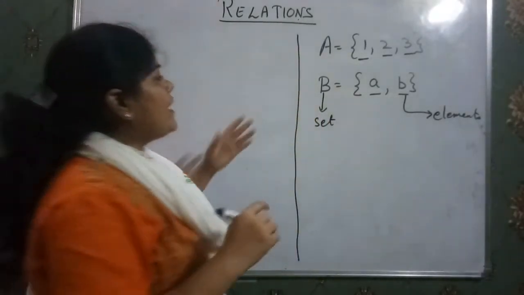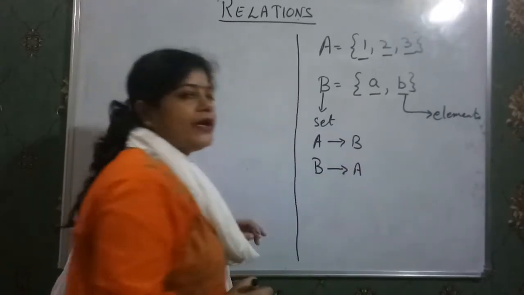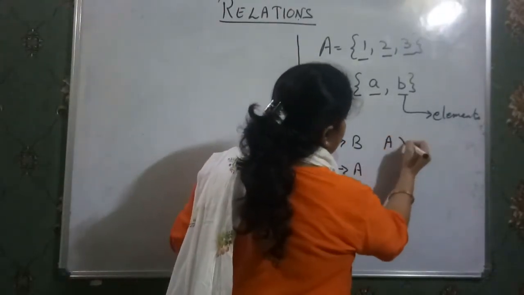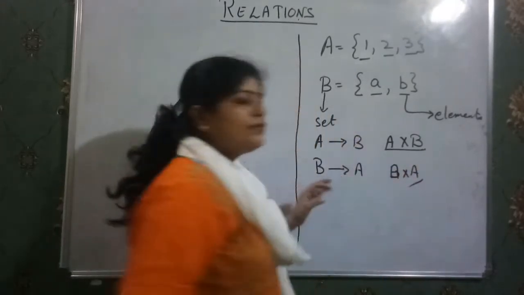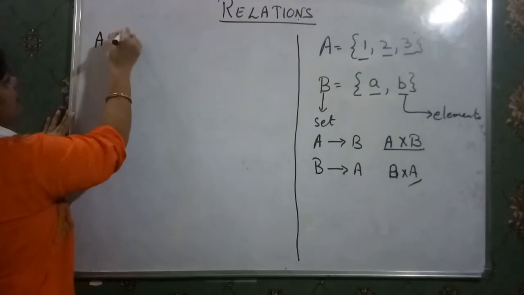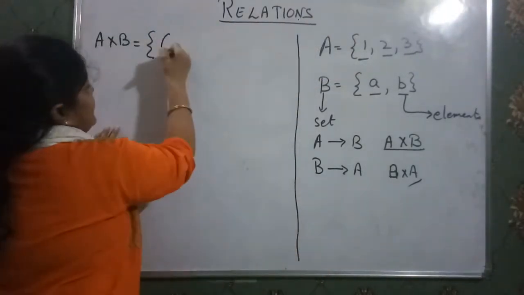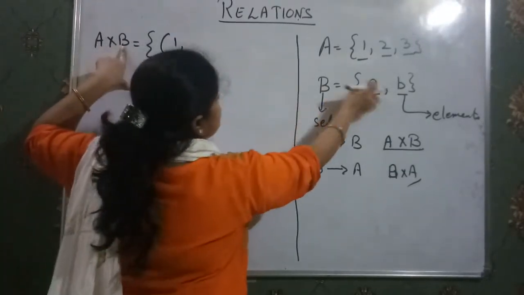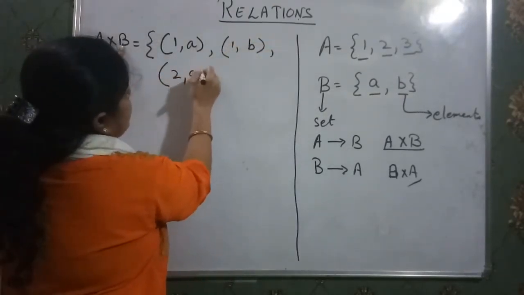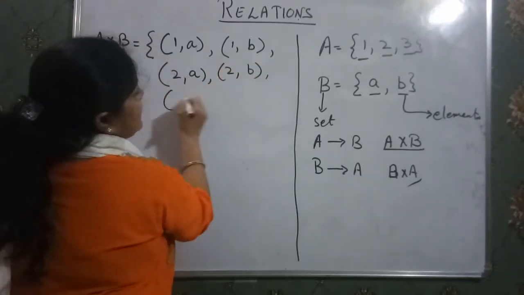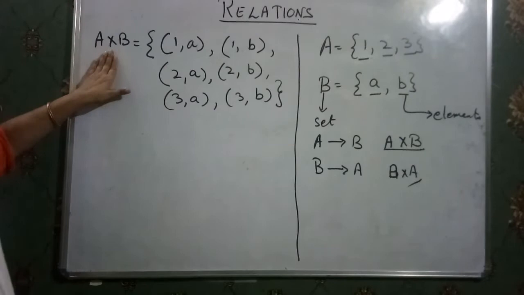Now there's a question: find a relation from A to B and find a relation from B to A. In order to find a relation from A to B, we write it as A cross B, and from B to A we write it as B cross A. Firstly I am going to find A cross B. You take the elements of A in the first place: 1 comma a, 1 comma b, then 2 comma a, 2 comma b, then 3 comma a, and 3 comma b, and close the curly bracket. In this way, this is the relation from A to B.